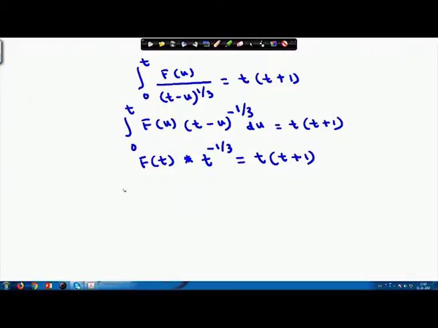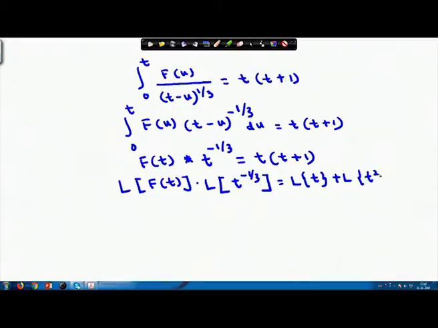Now, take Laplace transform on both sides. If I take Laplace transform on both sides of the given equation, I can write down Laplace transform of t to the power minus 1/3, and this is equal to Laplace transform of t plus Laplace transform of t square. So, I can say that Laplace transform of f(t) into Laplace transform of t to the power minus 1/3 will be gamma(minus 1/3 plus 1) divided by s to the power (minus 1/3 plus 1).